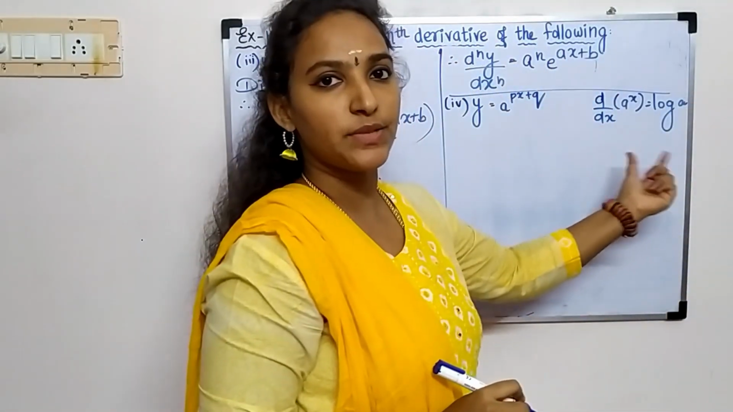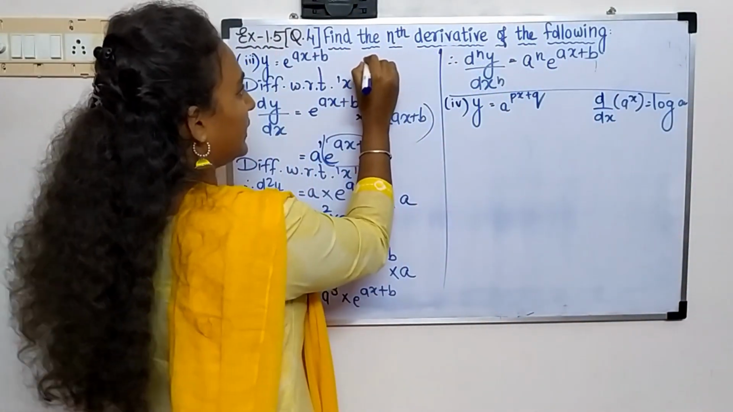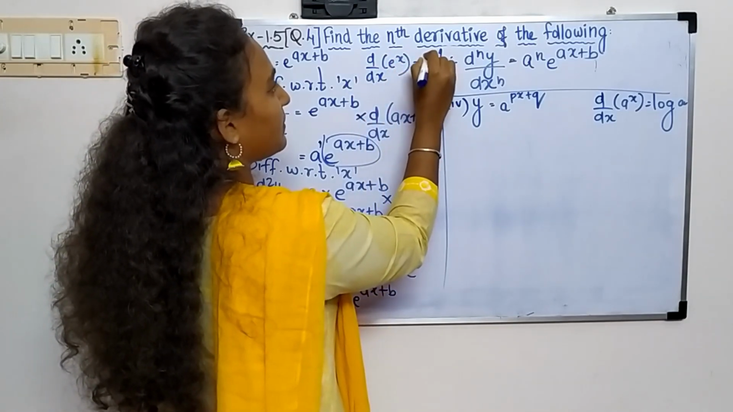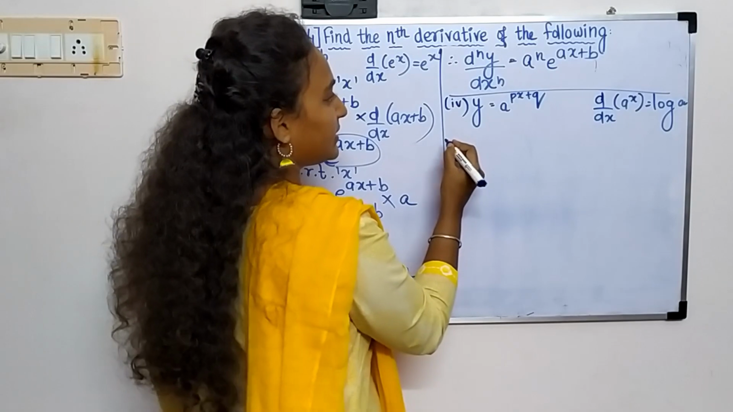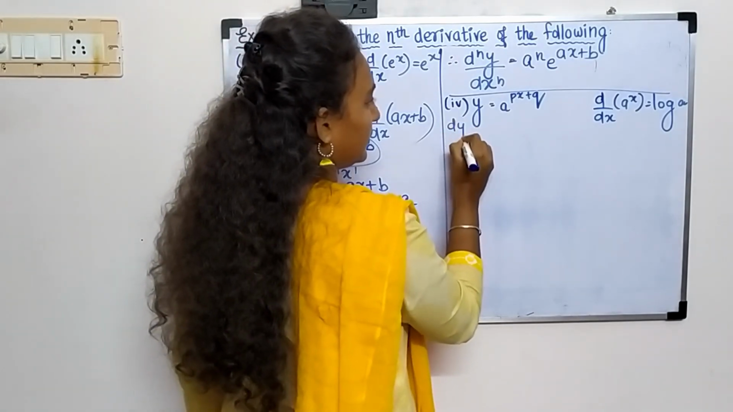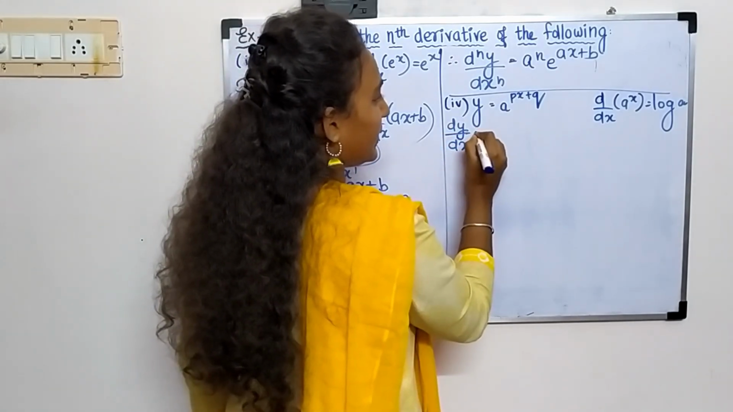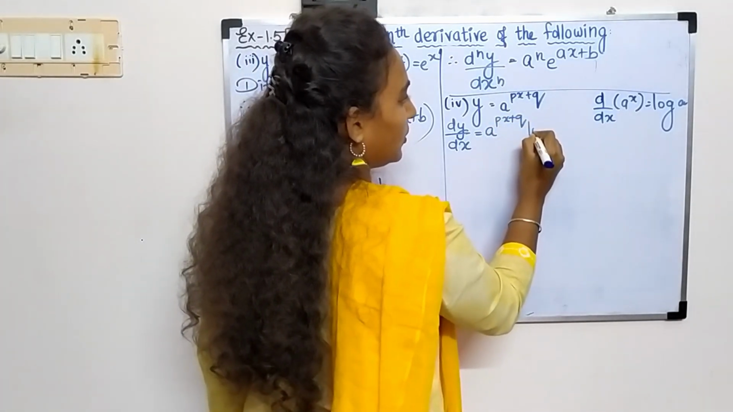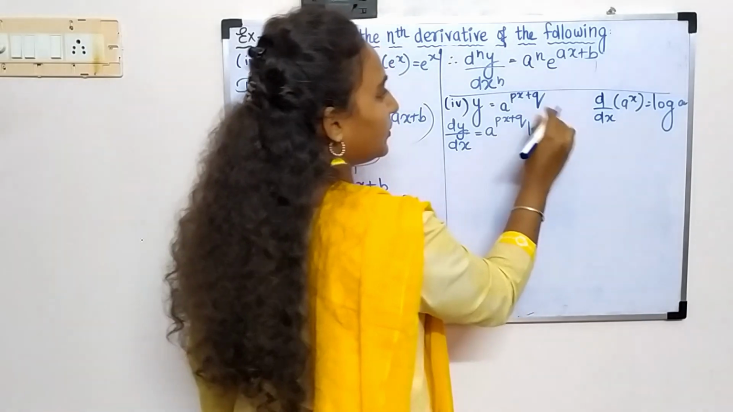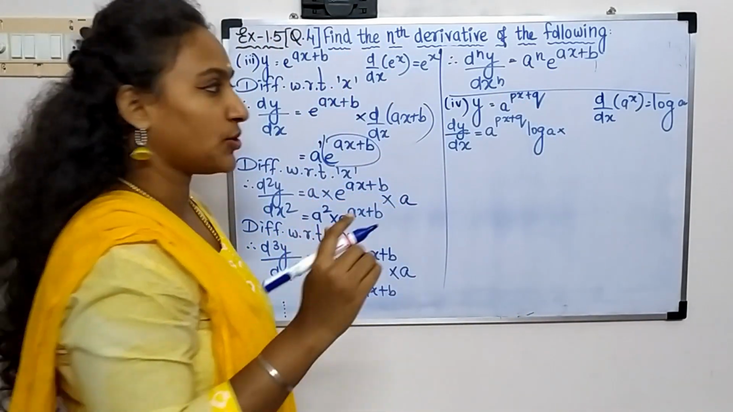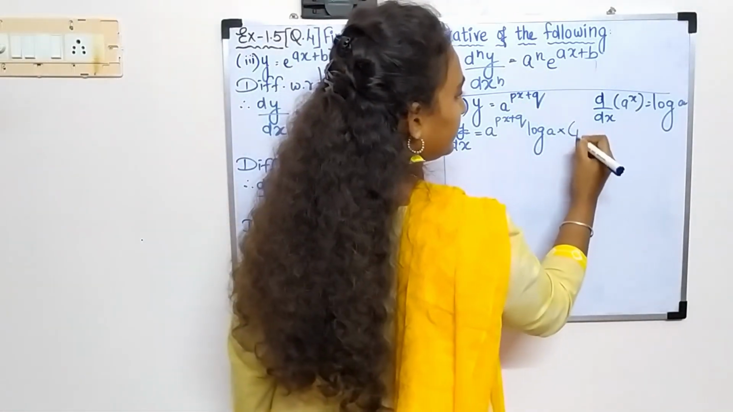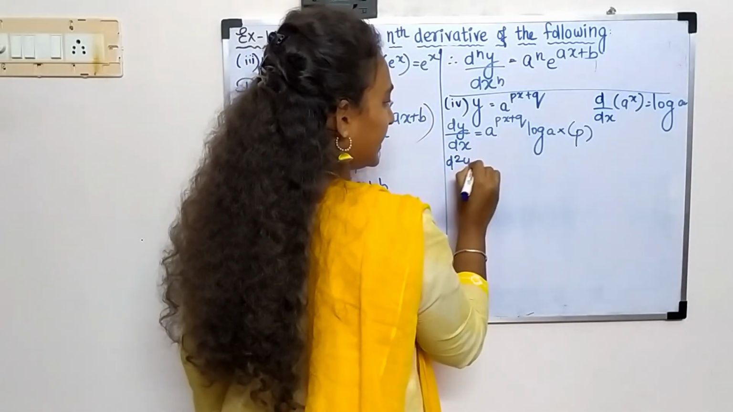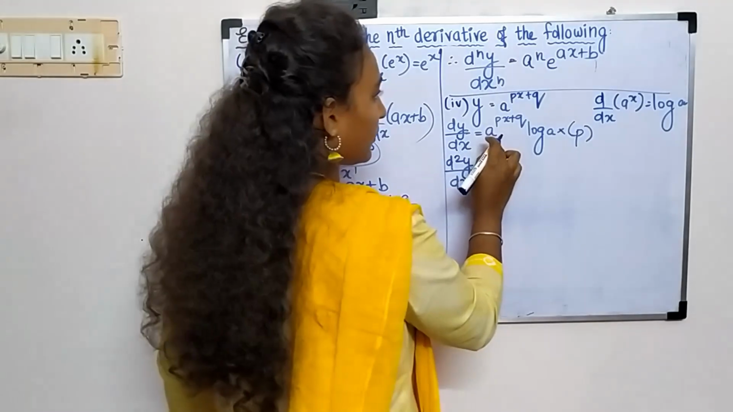We will be using this formula over here. Here it was derivative of e power x is e power x. So let us start with this. dy by dx will be a raised to px plus q log a into derivative of px plus q is p. Right, p. Then calculate d square y upon dx square.